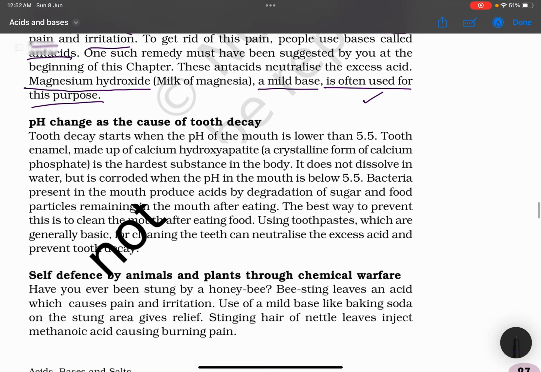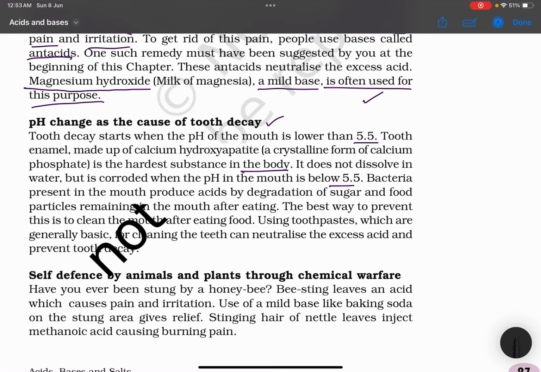pH change as the cause of tooth decay. Tooth decay starts when the pH of the mouth is lower than 5.5. Tooth enamel, made up of calcium hydroxyapatite, a crystalline form of calcium phosphate, is the hardest substance in the body. Tooth enamel is the hardest substance in the body. It does not dissolve in water but is corroded with the pH in the mouth if it is below 5.5.